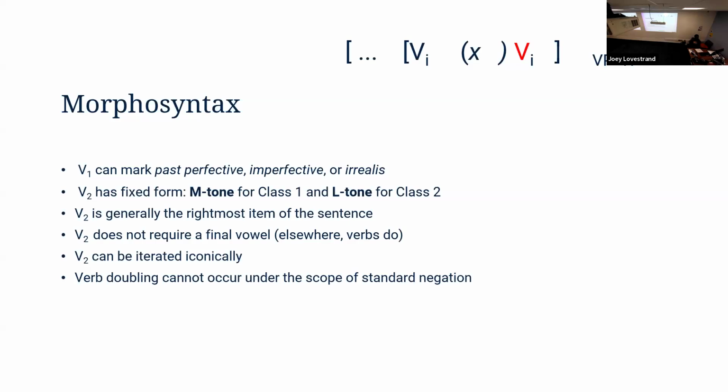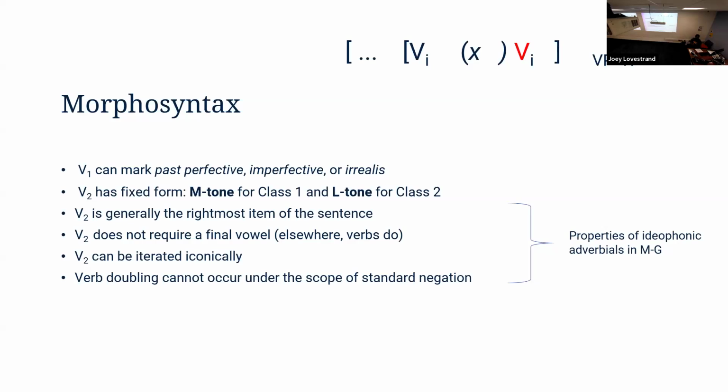One other thing: I'm talking about iconic and non-iconic doubling, but V2 can itself be iterated iconically. I'm going to show some of these examples. It's quite bizarre. The last thing is that the verb doubling construction cannot occur under the scope of standard negation. You can't just negate the construction, and it is not clear whether it is a pragmatic, semantic restriction or a syntactic one. It could be a syntactic restriction, because the position targeted by the second verb is also the position in which you find the negative marker. But this is something to investigate properly.